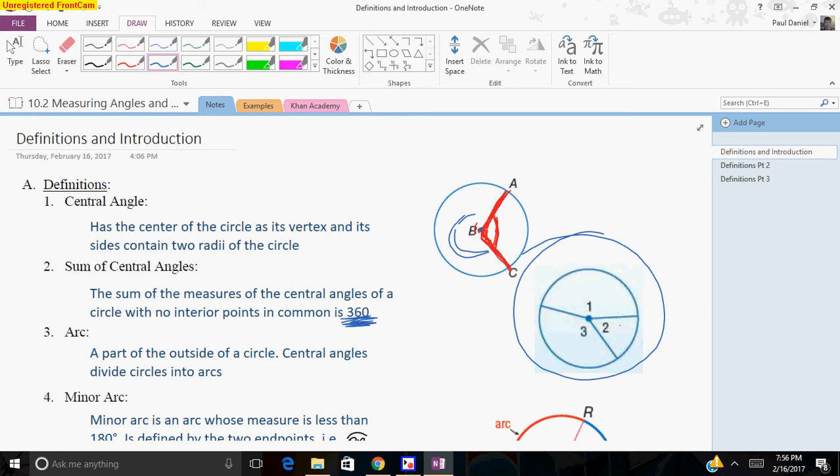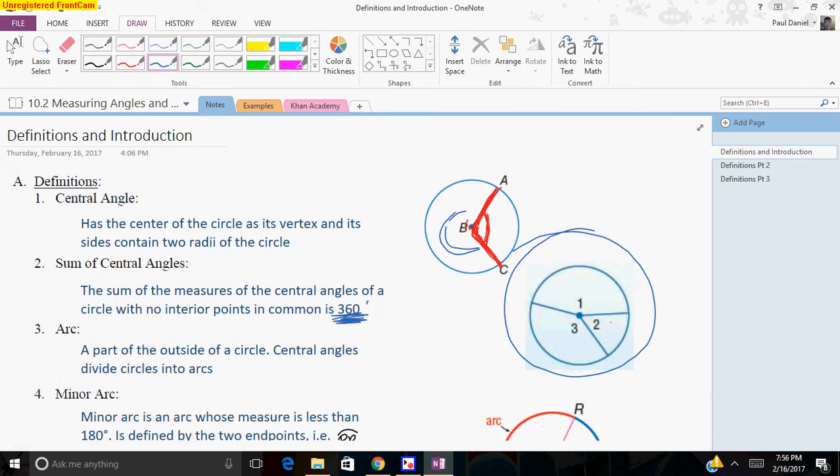I think I've left my little degree mark off of that. I'll try to draw it on. I'm having a little bit of trouble with that. That's what happens when you're trying to draw on a laptop. But 360 degrees should be the sum of all of those things.